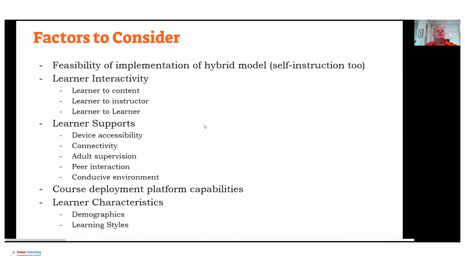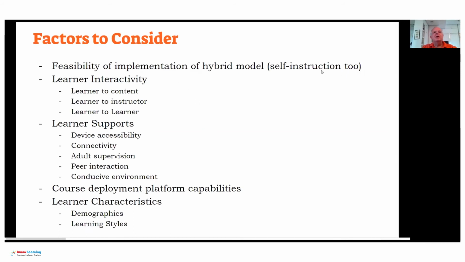So factors to consider: feasibility of implementation of a hybrid model, learner interactivity. What are we asking of the learner? Are we asking the learner to interact with the content, to interact with the instructor, to interact with other learners? Are we supporting them with devices, with connectivity, with adult supervision other than the teachers, with peer interaction, with a conducive environment? This is such an important issue. People need spaces and environments that are conducive to learning. Again, maybe a little bit like our restaurant example, the environment is critically important.